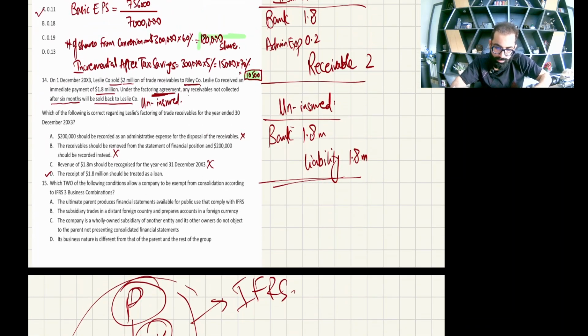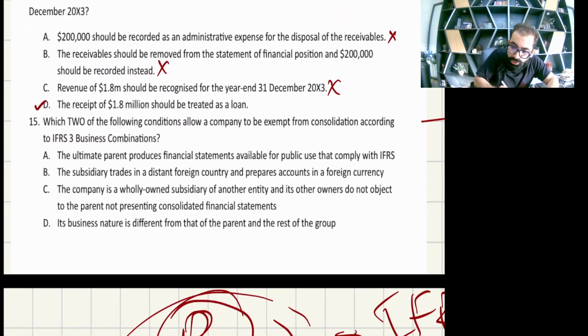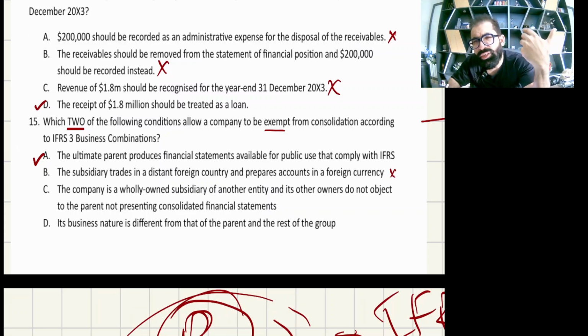They are asking two. Which two of the following conditions allow a company to be exempt from consolidation according to IFRS 3 business combination? Now recall that part. The ultimate parent produces, yes, this is A. Ultimate parent means in Urdu we call Dada Abbu, right? Or its granddad. The subsidiary trades in a foreign country. It doesn't make any difference. If you are in Pakistan and your subsidiary is in USA, still you have to do consolidation. No exemption for this reason. Country is different, still you have to do consolidation.